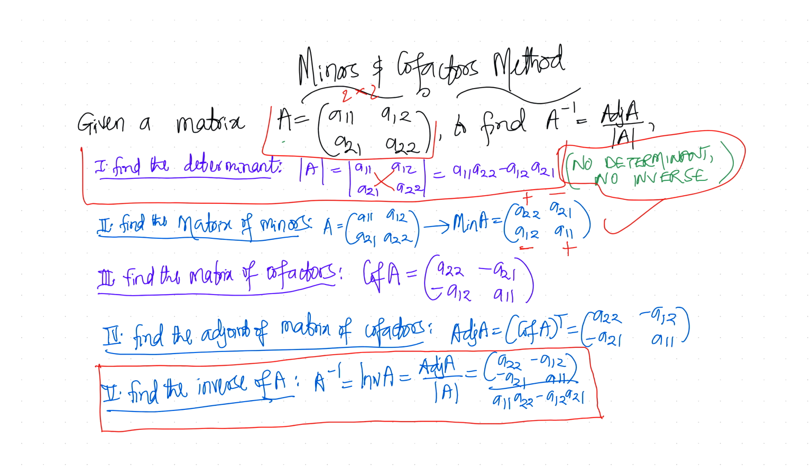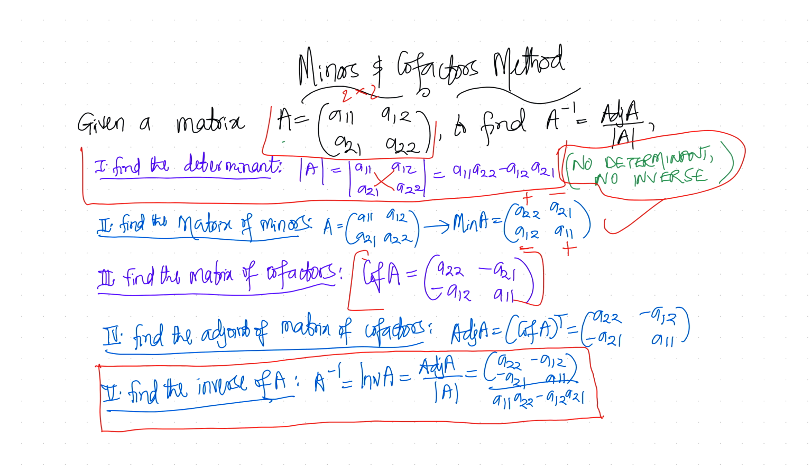Now that you have applied the signs, the next thing is you find the adjoint of the matrix of cofactors. To find the adjoint, it's very simple. The adjoint of A is the cofactor of A transposed. So this matrix now, you transpose it. In the last video, I explained to you how to find the transpose. Just change the rows to columns, that's all.